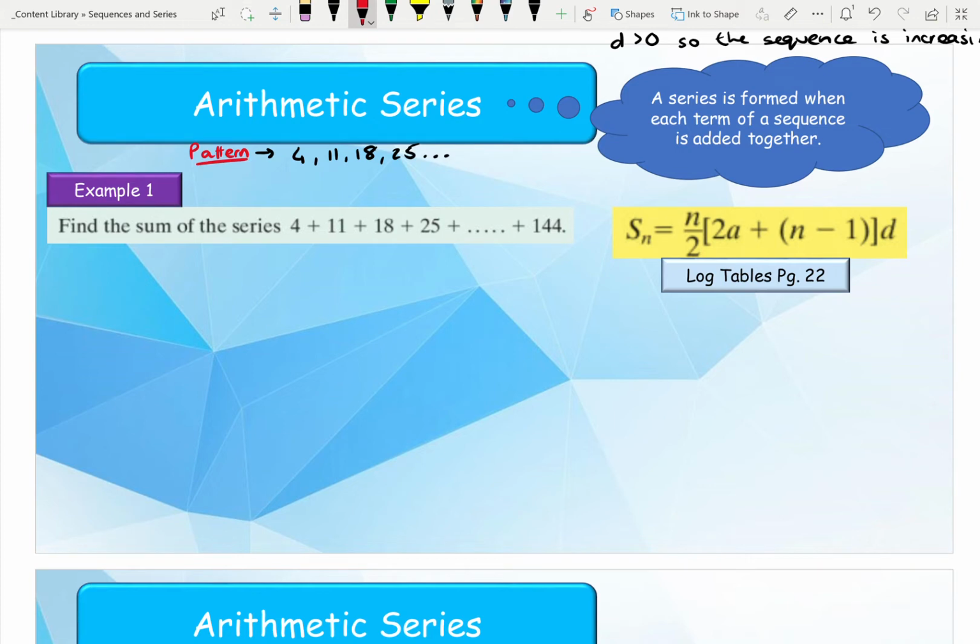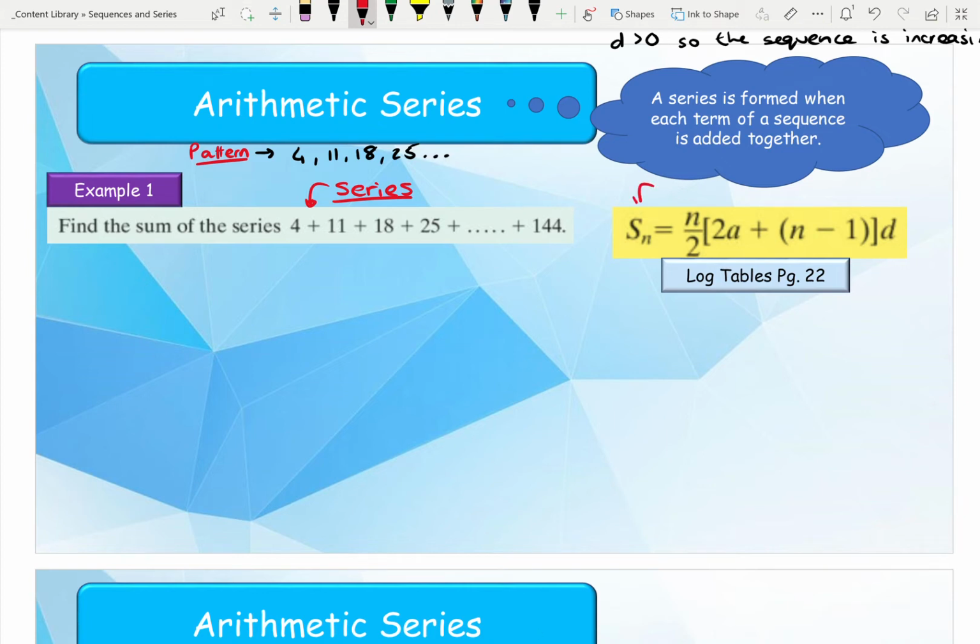Compared to what we're looking at today, an arithmetic series is where we take that sequence and instead of writing it as a pattern, I am going to add all of the terms together to make what's called a series. So a series is formed when each term of a sequence is added together, which is what you can see written here. When there's a plus in between each term, that's what makes it a series rather than a sequence.